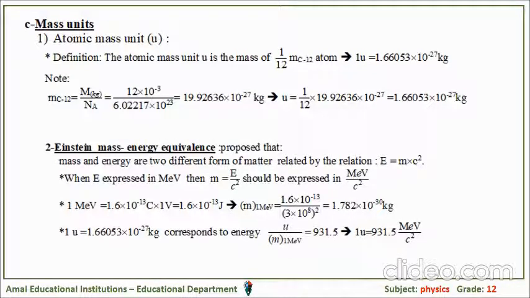Einstein's mass-energy equivalence. You have to understand that Einstein found a relation between mass and energy. Mass and energy are two different forms of matter. We either find matter as mass or energy. They are related by a relationship: the energy equals the mass times c squared, where m is in kilogram, c is in meters per second, the speed of light in vacuum, and E is the energy in joule.